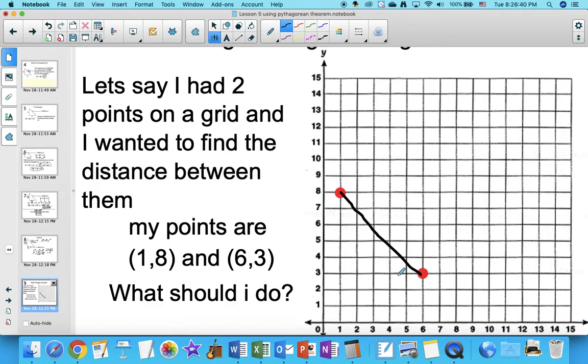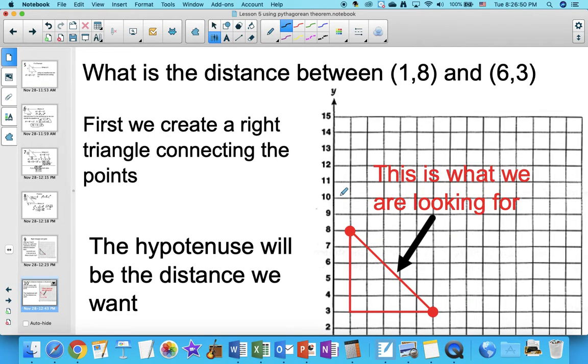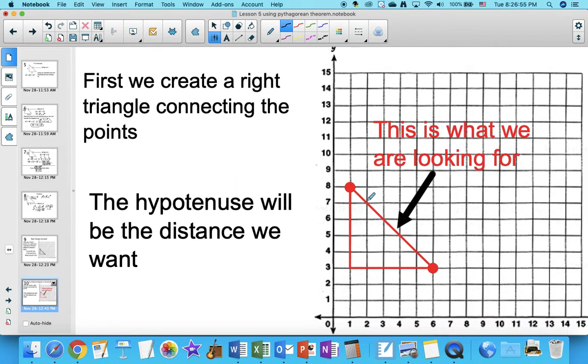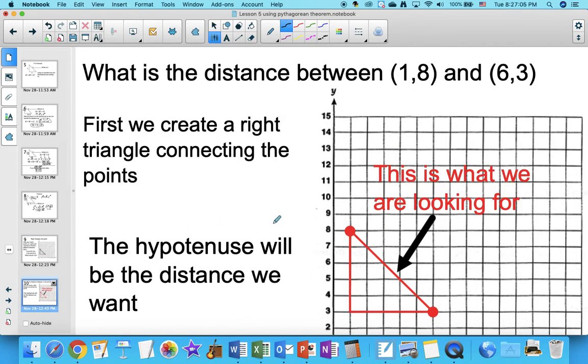Well, I could make one, couldn't I? If this is the diagonal line going across, then I can go like this and meet them like this. Oh, here we go, I got a triangle. So we create a right triangle by connecting the dots. I connect the dots directly, and then I go across and up. The hypotenuse will be the distance we want. The hypotenuse of this triangle we just drew will be the distance we are looking for.